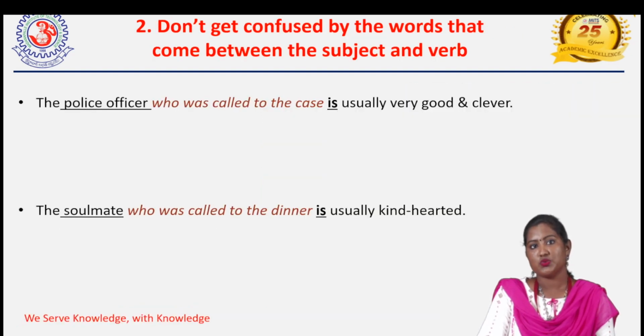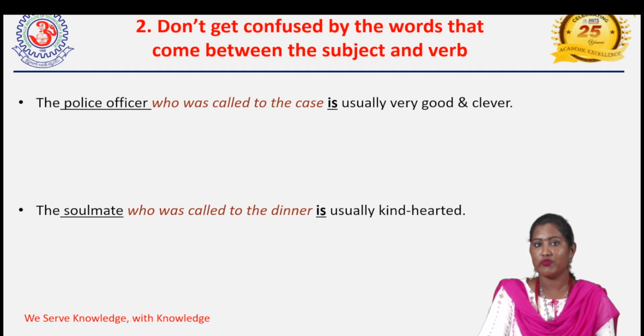And rule number 2, don't get confused by the words that come between the subject and verb. Usually people imagine that the subject should be followed by a verb immediately. No, that is not possible all the time. Sometimes, if we look into modern phrases, modern technology or modern textbooks, this kind of sentence is also followed. So let's look into it.